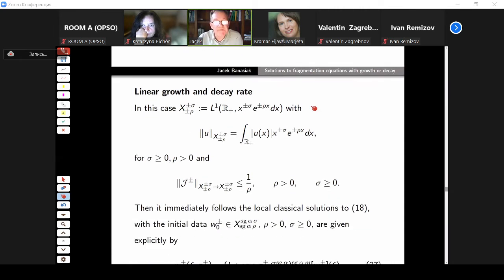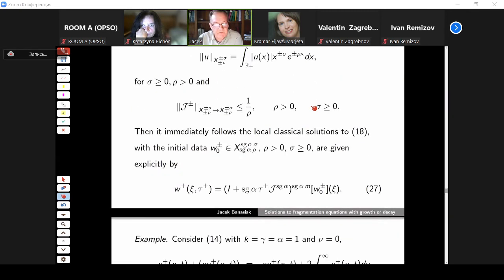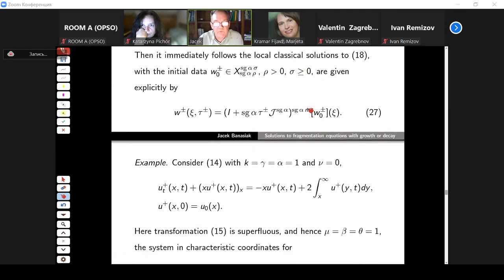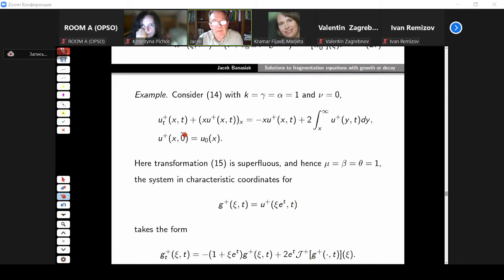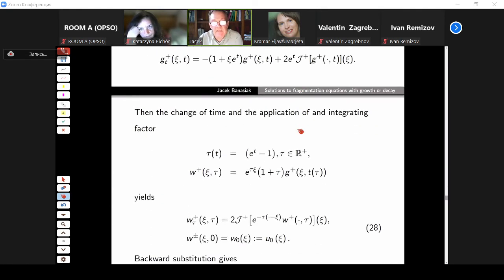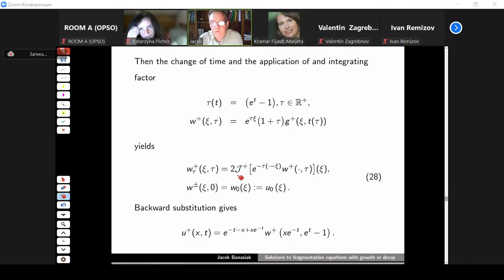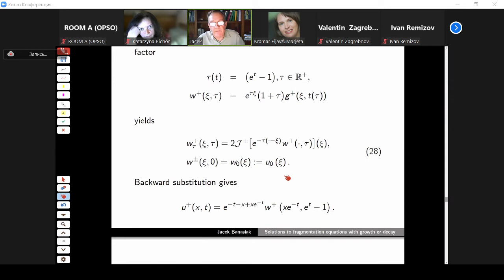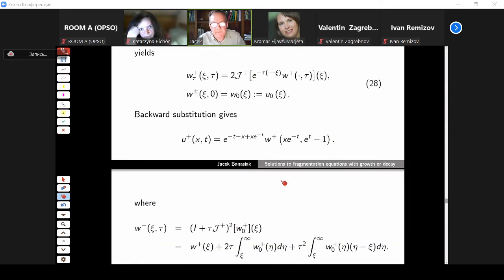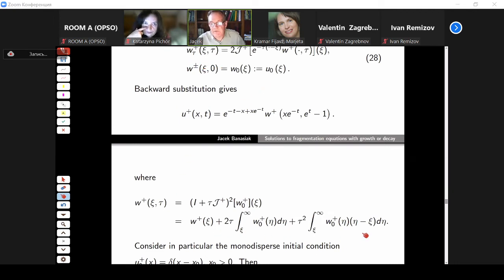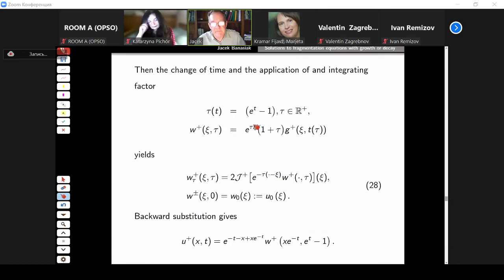So in the case when we have linear growth and decay rate, everything can be calculated fully. For example, if we consider the equation with growth, so alpha is equal to 1, of this form, then this intermediate solution W, which is the solution of this differential operator equation, is given by, I haven't actually calculated this here. So the solution W in this case is given simply by this formula. And then if you take the backward substitution, you obtain a formula like that, as easy as this.